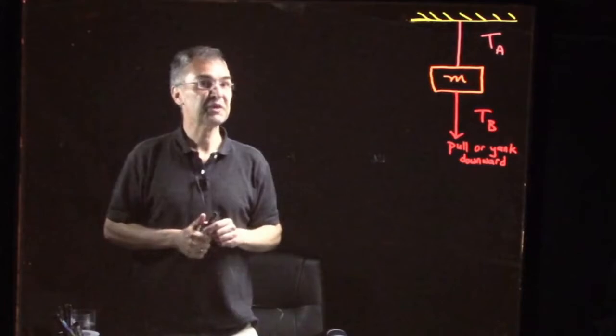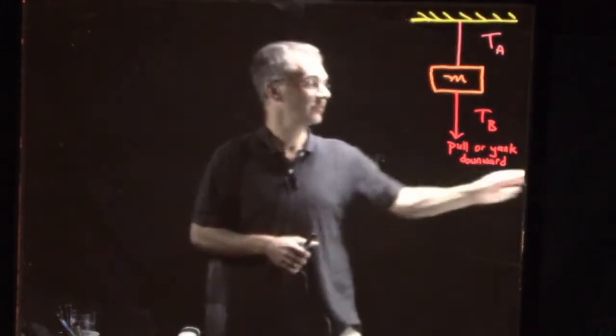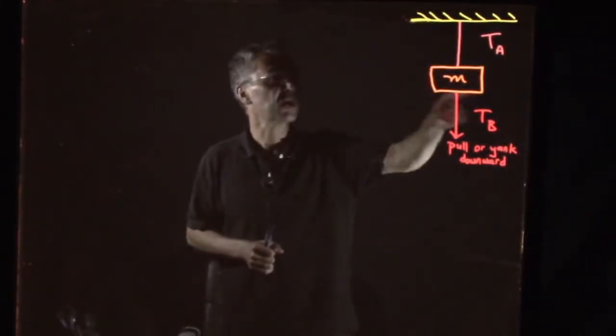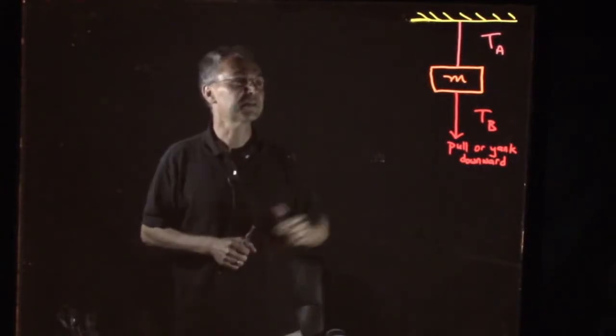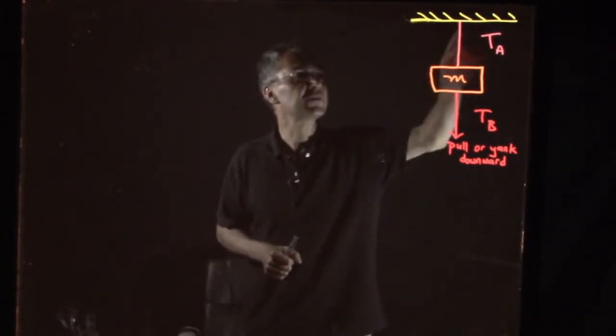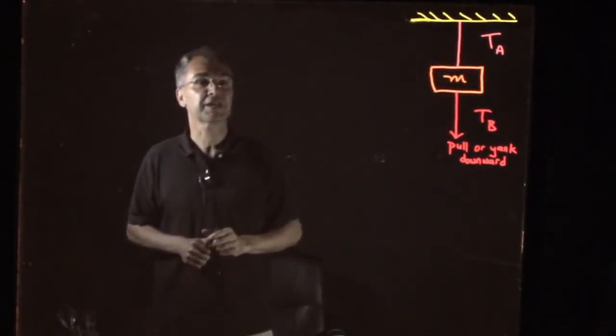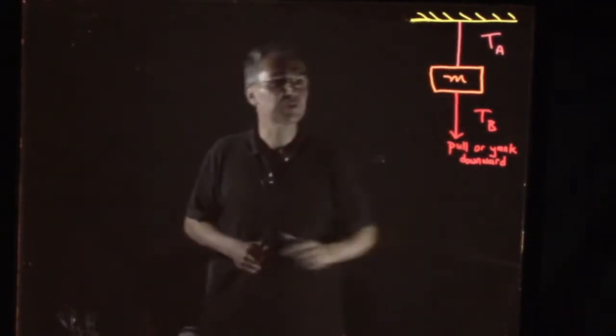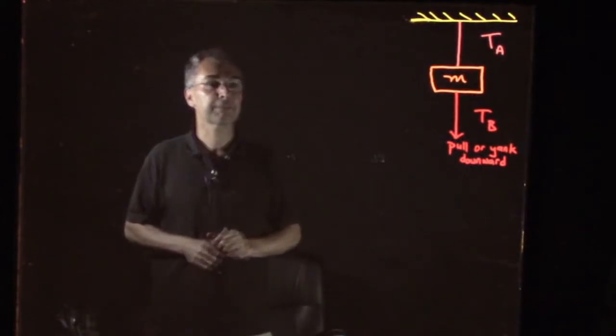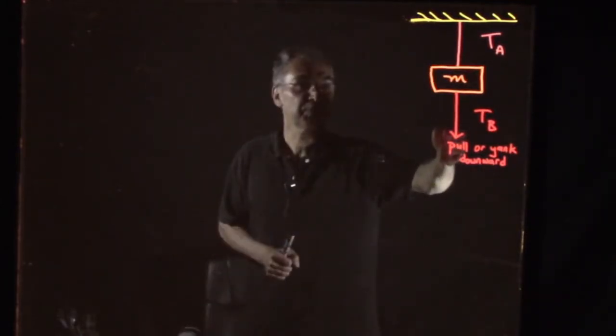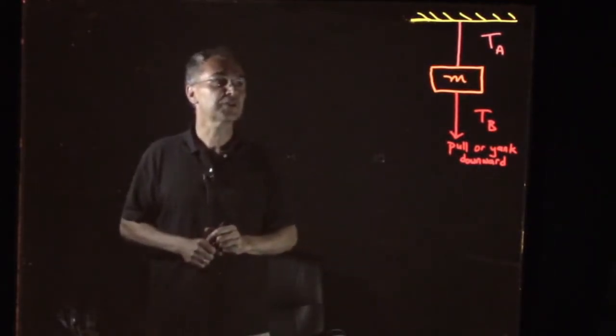So here's the famous physics problem from the demonstration. I have a rock of mass m, and it is suspended from the ceiling by an upper string. I'll call that string A. And then down beneath the rock I have an identical string, string B. And I am pulling down on string B.